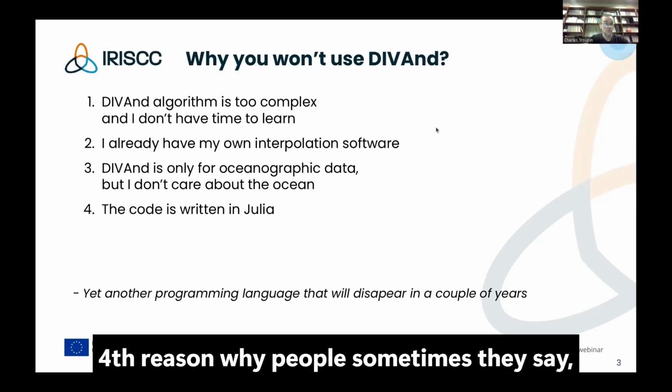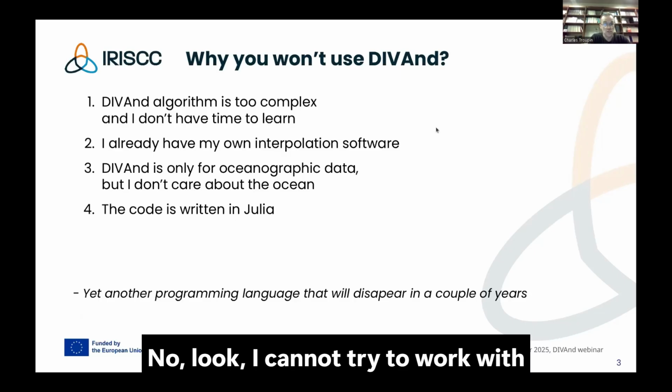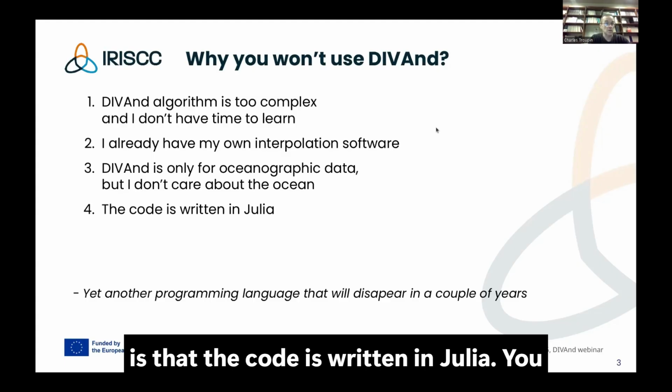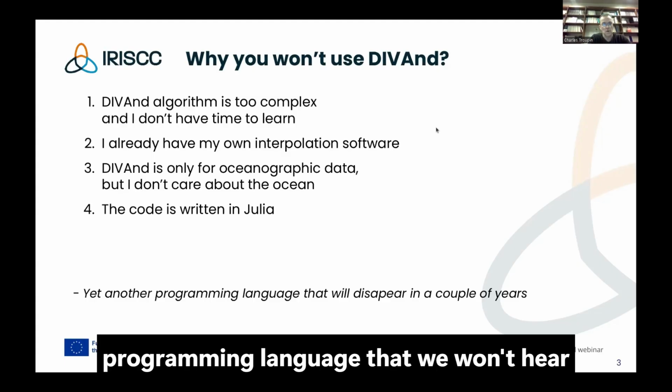The fourth reason why people sometimes say, no, look, Charles, I cannot work with DIVA, is that the code is written in Julia. And you might say, yeah, Julia, just a programming language.